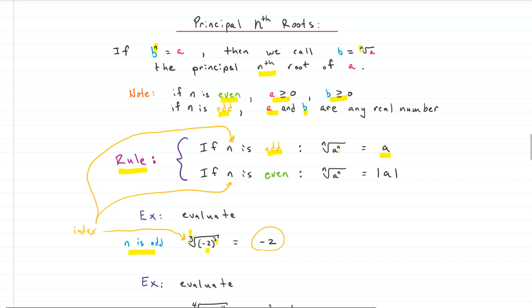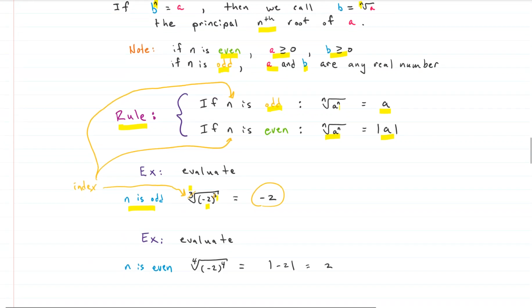If n is even, then we have the same rules we had before. The nth root of a to the n is the absolute value of a. We can see an example of that here where n is even, n is 4. We have the 4th root of negative 2 to the 4th power. The negative 2 is what goes into the absolute value, and the absolute value of negative 2 is just positive 2. And that's our answer. So the even indexed radicals have positive results, and odd indexed radicals can have positive or negative results.